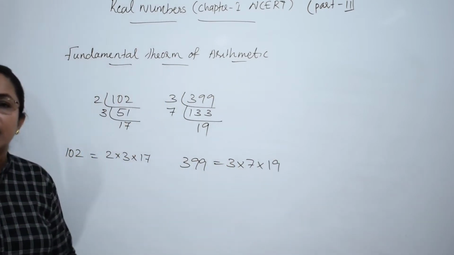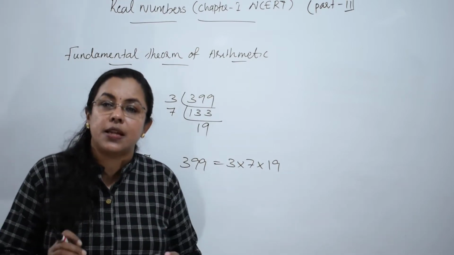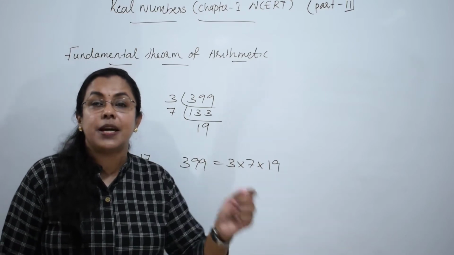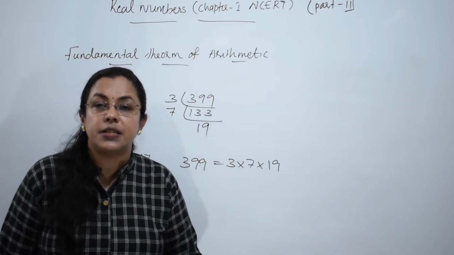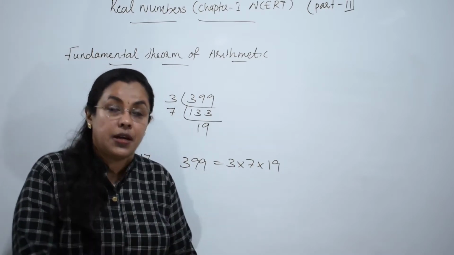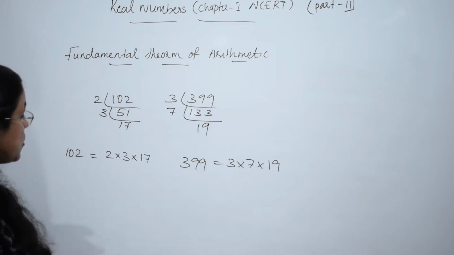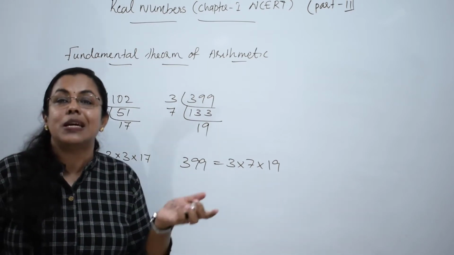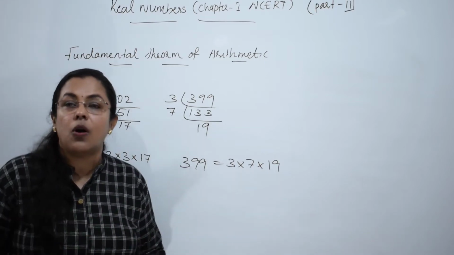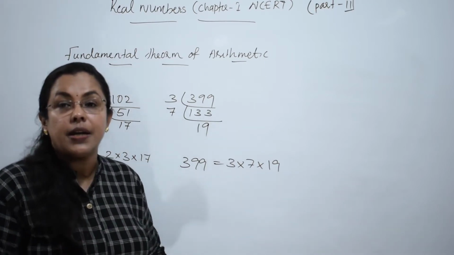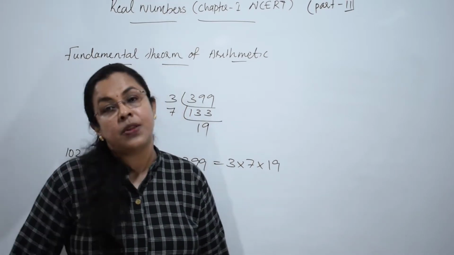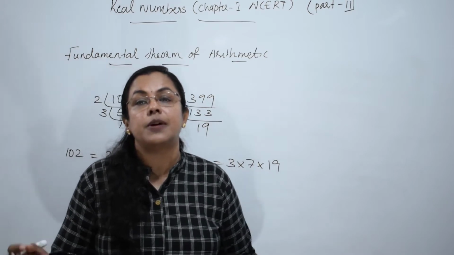If we take any composite number, we can see that it can be written as the product of prime numbers, and in only one way. Means we can write 102 as 2 into 3 into 17, or 3 into 2 into 17, that is same. Order doesn't matter. We can write any composite number as a product of prime numbers in a unique way. That is what is called fundamental theorem of arithmetic.